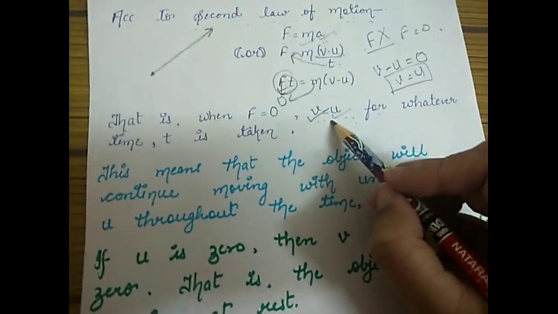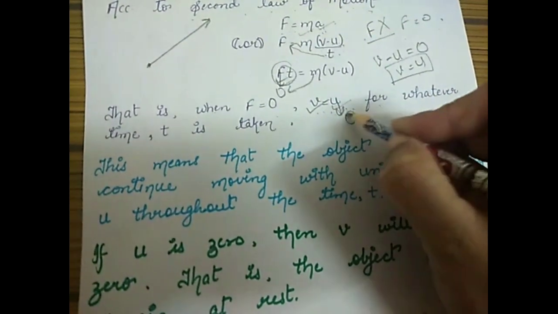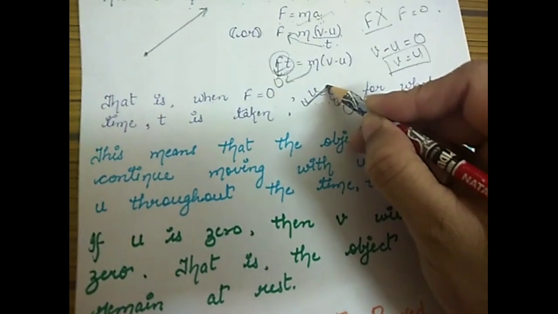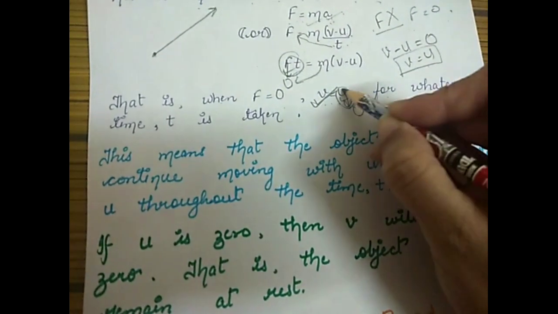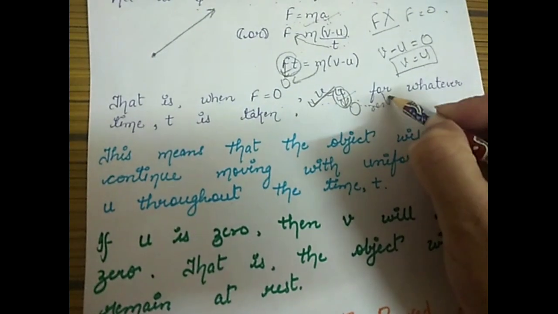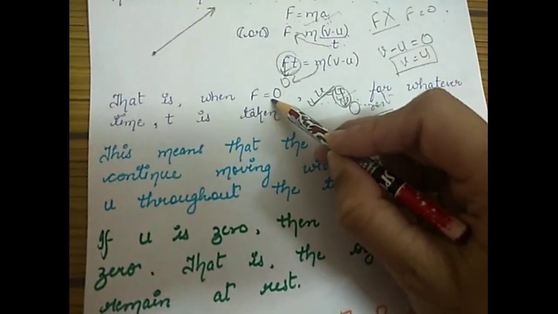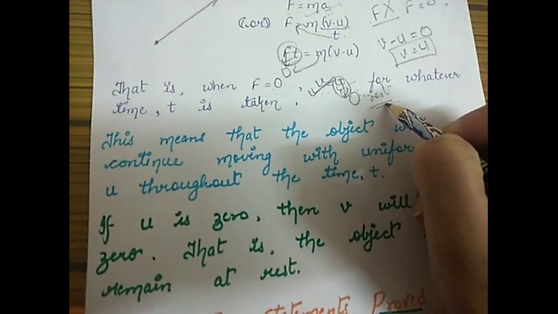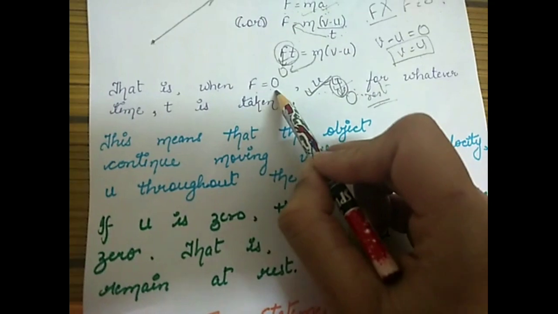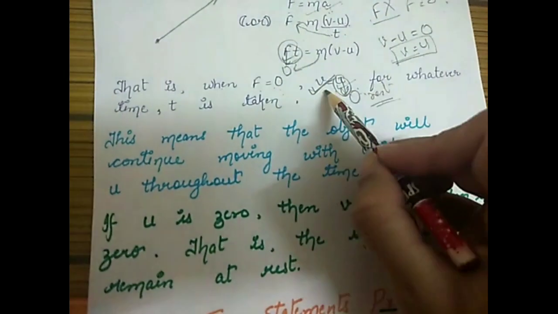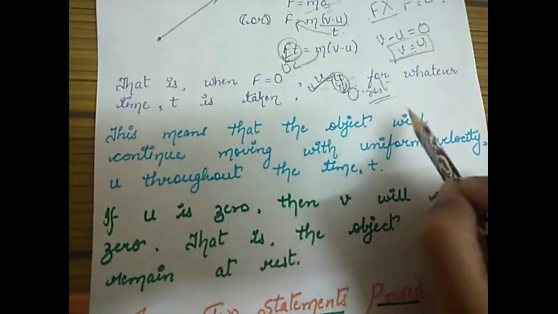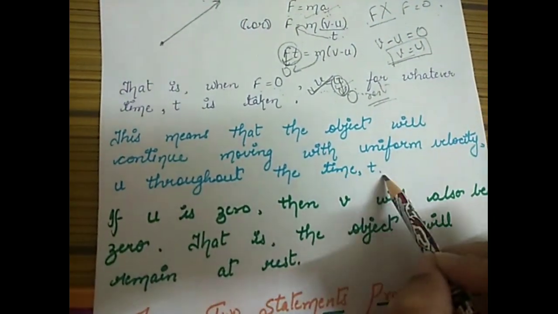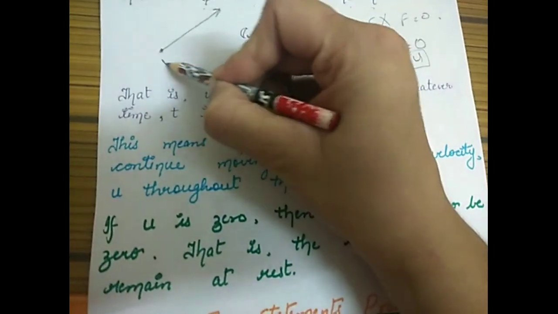Now, if we take u as 0, then v also will be 0. That means the initial velocity is 0, so the object is at rest. So if there is no force, the object will stay at rest forever. It will never change its position. So if F is equal to 0, we get v is equal to u. This means the object will continue moving with uniform velocity u throughout the time t. It will move with its constant velocity.